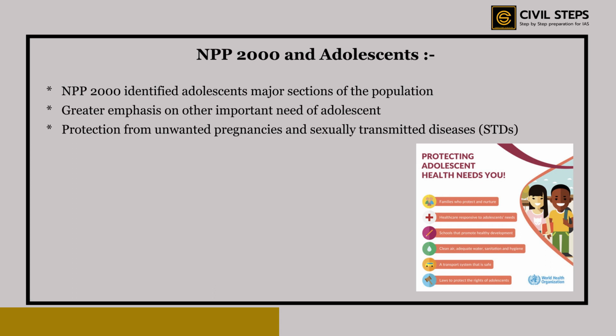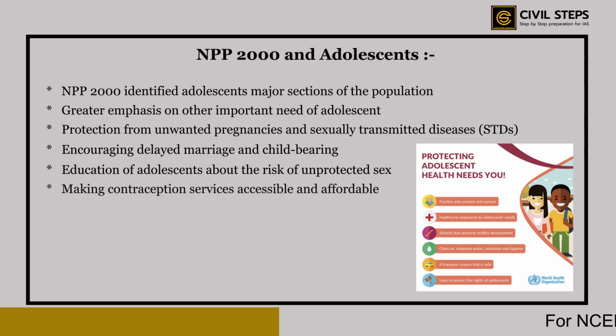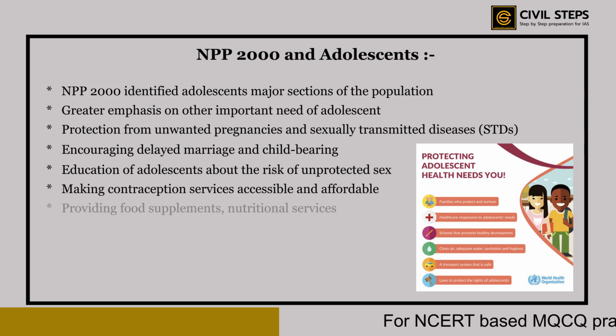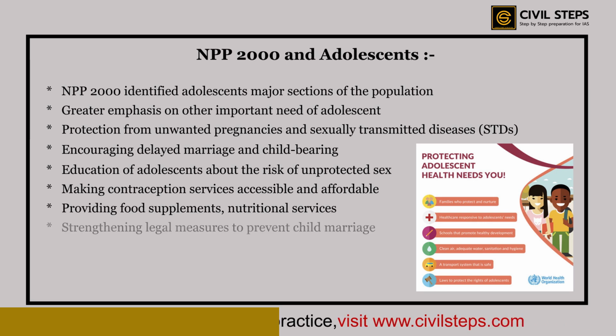It called for programs that aim towards encouraging delayed marriage and childbearing, education of adolescents about the risks of unprotected sex, making contraceptive services accessible and affordable, providing food supplements, nutritional services, and strengthening the legal measures to prevent child marriage. So that is all.